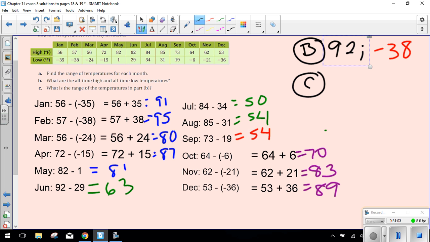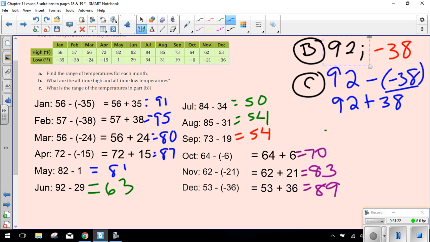And for C, C is saying, what is the range of the temperatures for part B? So what we're going to do for C is pretty much what we did for A, but we only have one set of numbers to work with. So we're going to take 92 minus negative 38. We're going to rewrite this as plus opposite. So let's see, 8 and 2 is 10, 9 and 1, 10. We get 130 degrees.